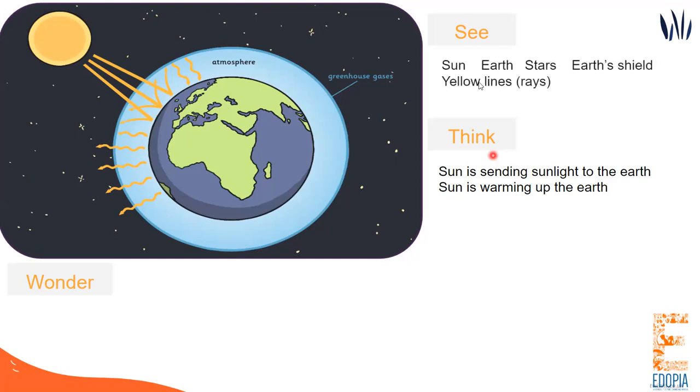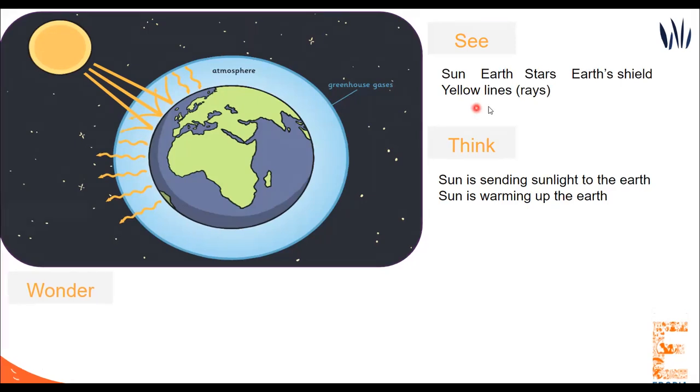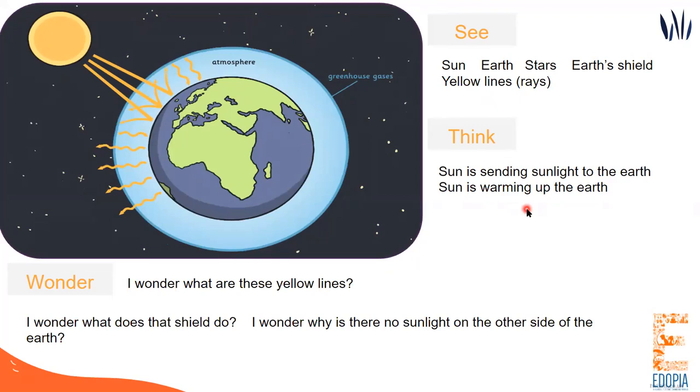So most of you said you see the sun, the earth, the stars, the earth's shield, and then the yellow lines or rays. Then I asked you what you think is happening in the picture. You said that the sun is sending sunlight to the earth, the sun is warming up the earth. That is what might be happening.